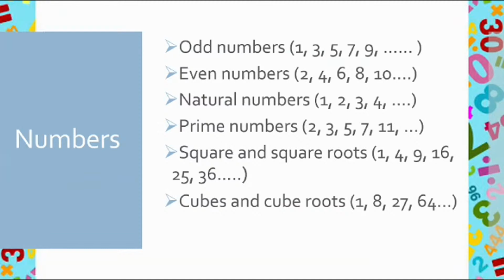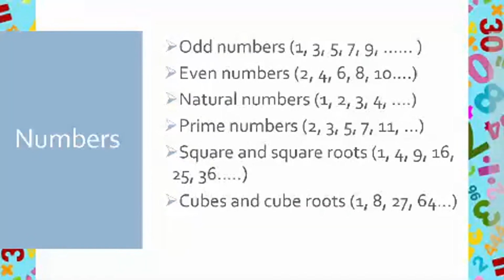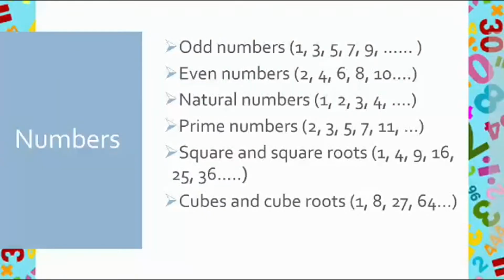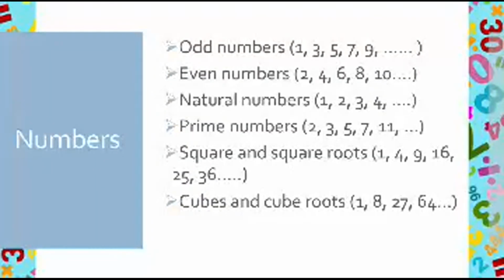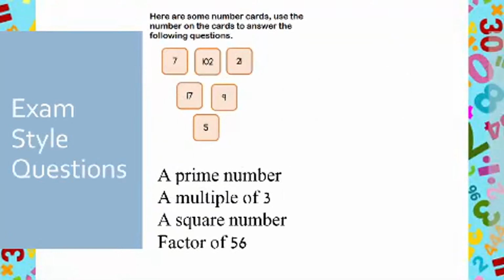So firstly, what are numbers? In numbers, there are natural numbers, prime numbers, squares and square roots, cubes and cube roots. These are the different types of numbers that are asked in your exam. On sorting of prime numbers, you may get a question on square roots, cubes and cube roots, sometimes a sequence of numbers which follows a particular pattern of prime numbers, squares or cube numbers.